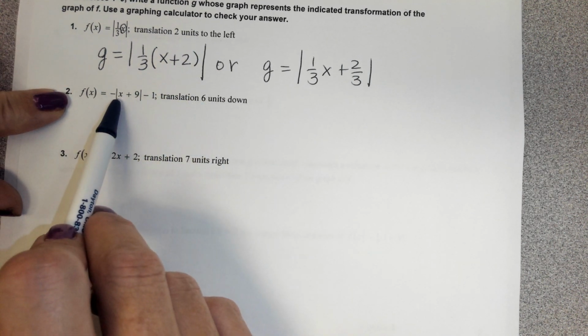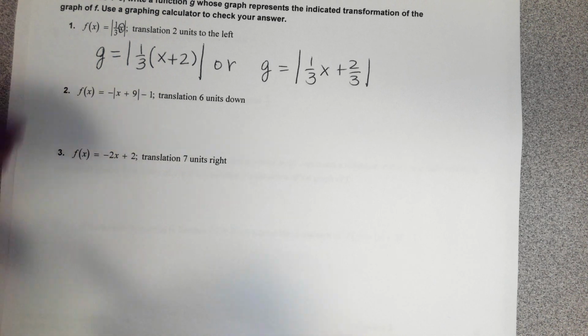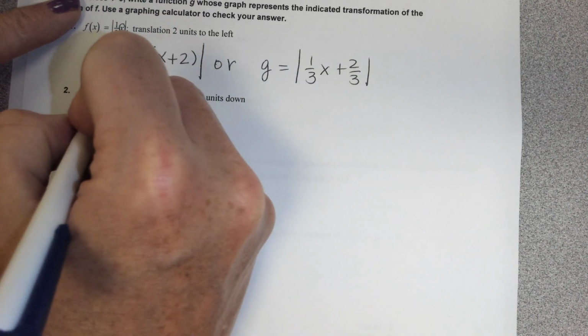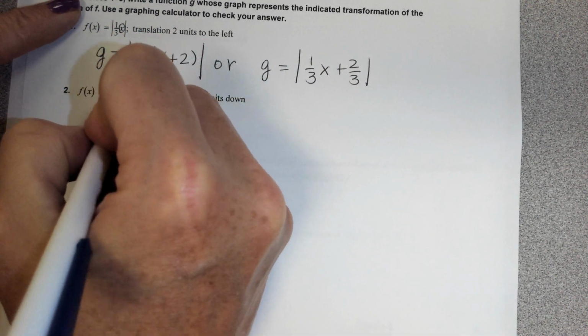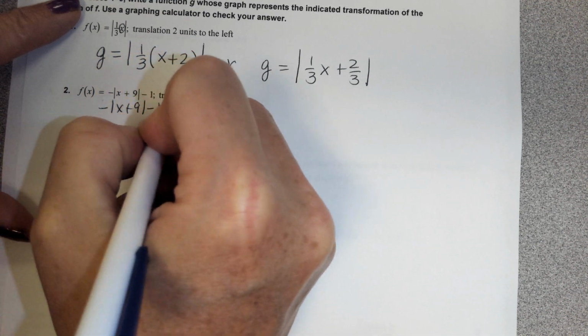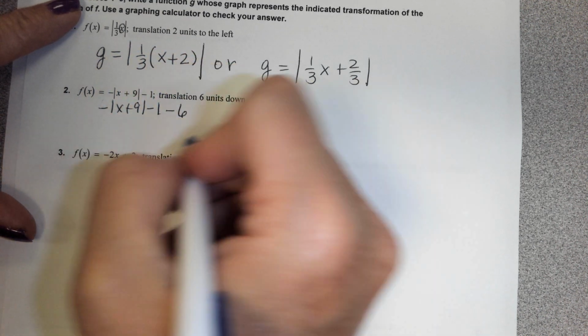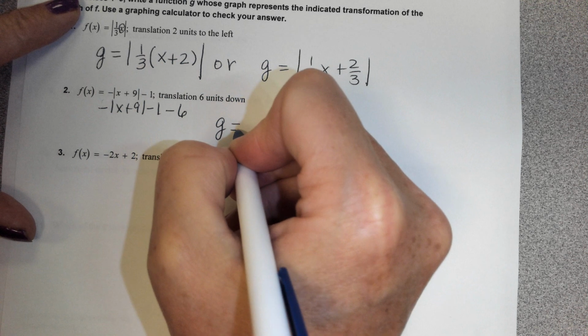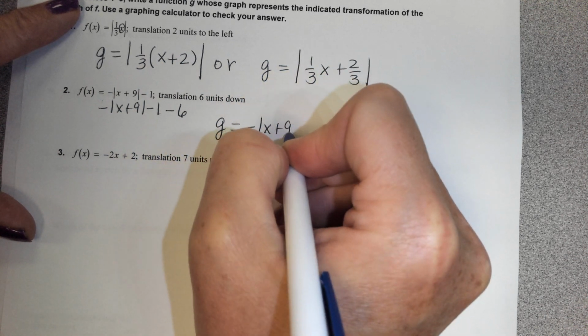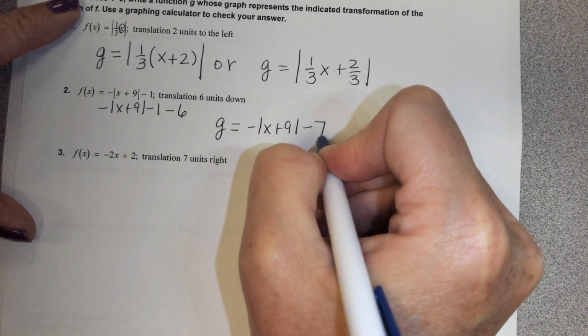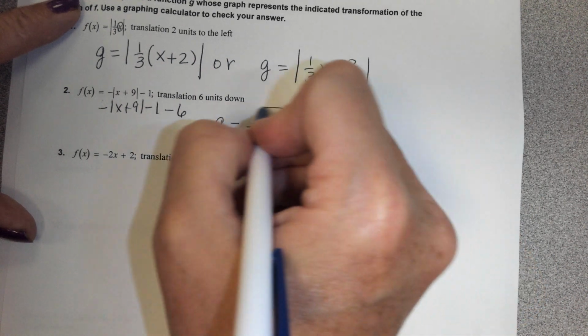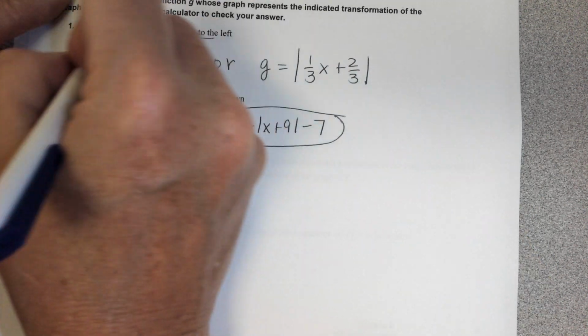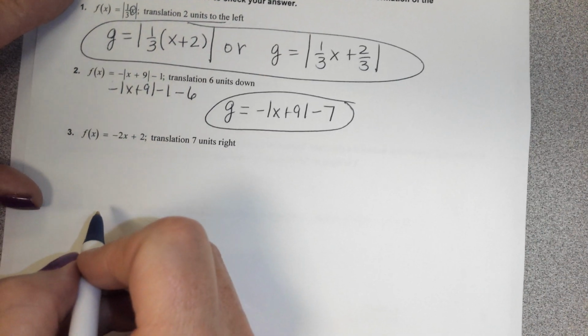Wherever I have an x, I have to replace it with x plus 2. Taking this function right here, I want to take it 6 units down. So that means I'm going to have to take this function and subtract 6. So my new function should be negative absolute value of x plus 9 minus 7. That's going to take it 6 units down. That's all I can do with that one.